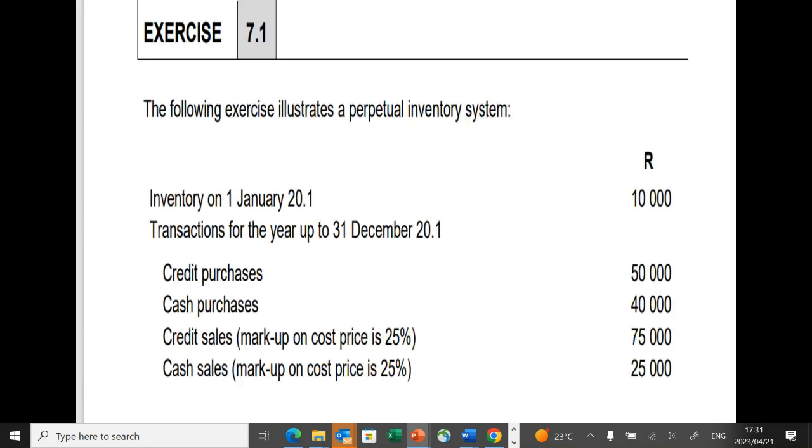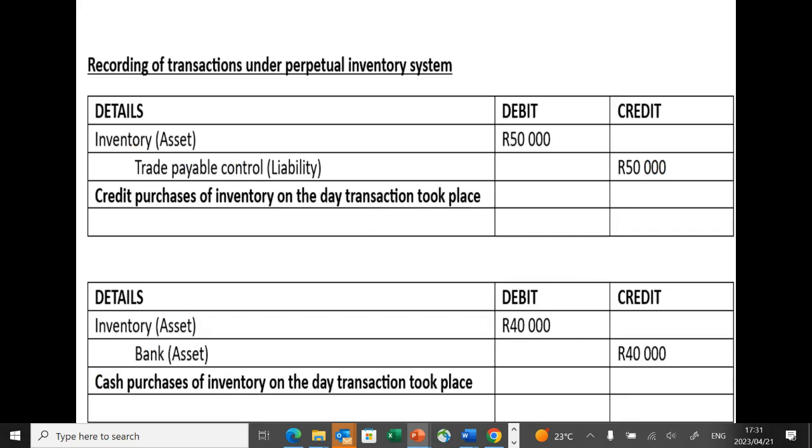Number two, they told you that the cash purchases amounted to 40,000. We still bought inventory, so inventory is increasing on which side? On the debit side, because it is an asset. Then what are you going to credit? You're going to credit your bank, because cash is leaving the business, so our bank is reducing. Bank is an asset. An asset reduces on which side? On the credit side. That's why you say here: debit inventory, credit bank 40,000. Then you write here, it's a cash purchase of inventory on the day it took place.